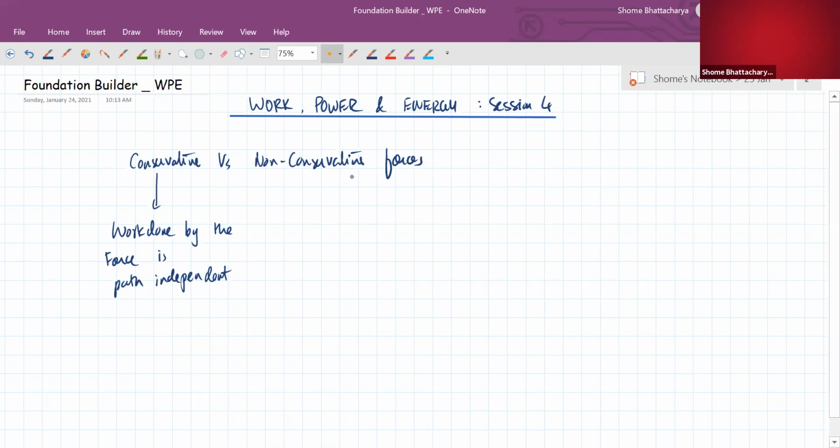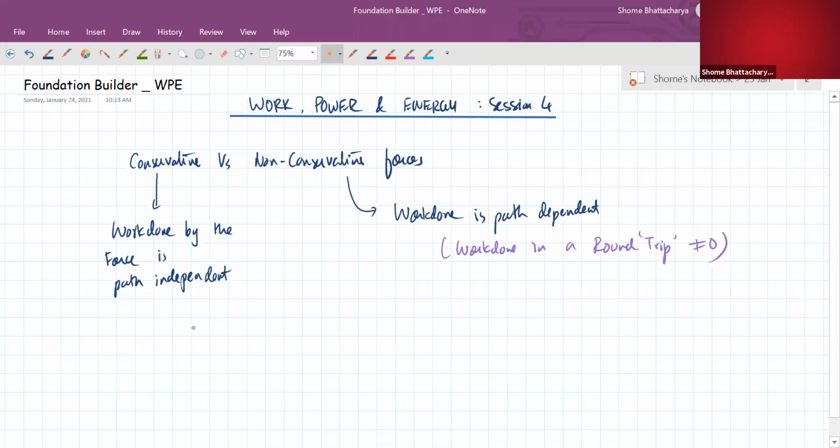Whereas for non-conservative forces, the work done is path dependent. And therefore the work done in a round trip is not equal to 0. Whereas in the case of conservative forces, the work done in a round trip will by definition be 0.